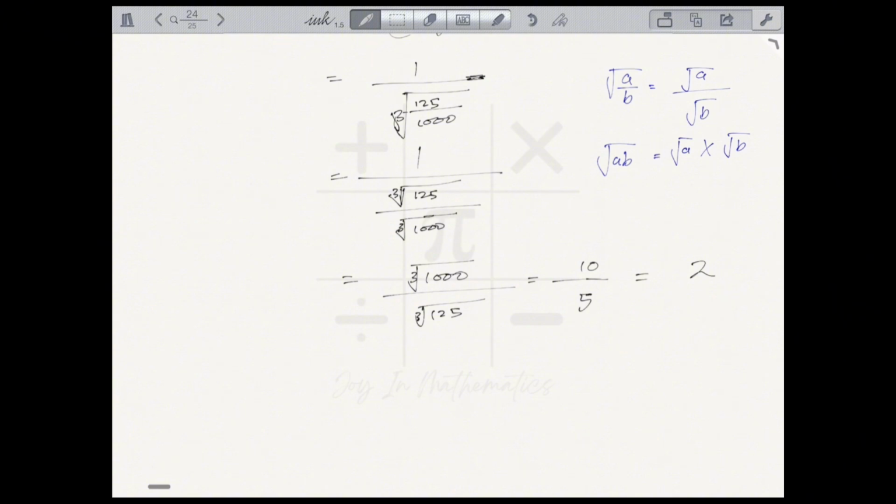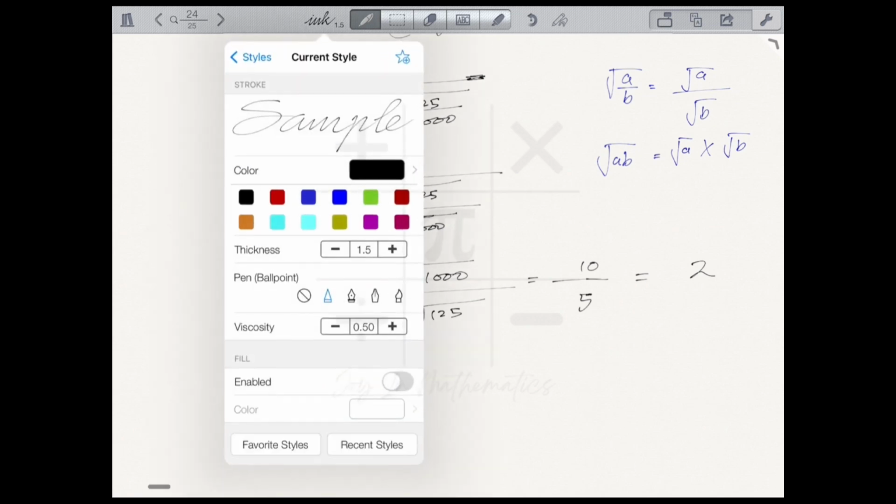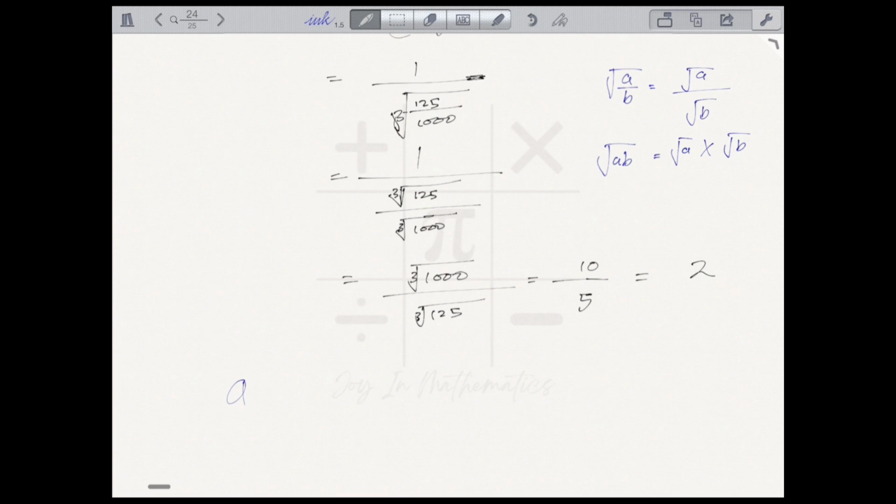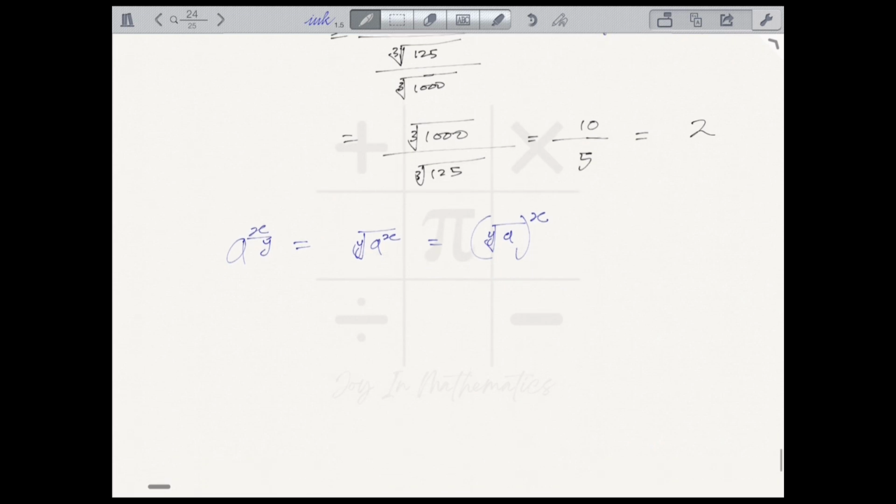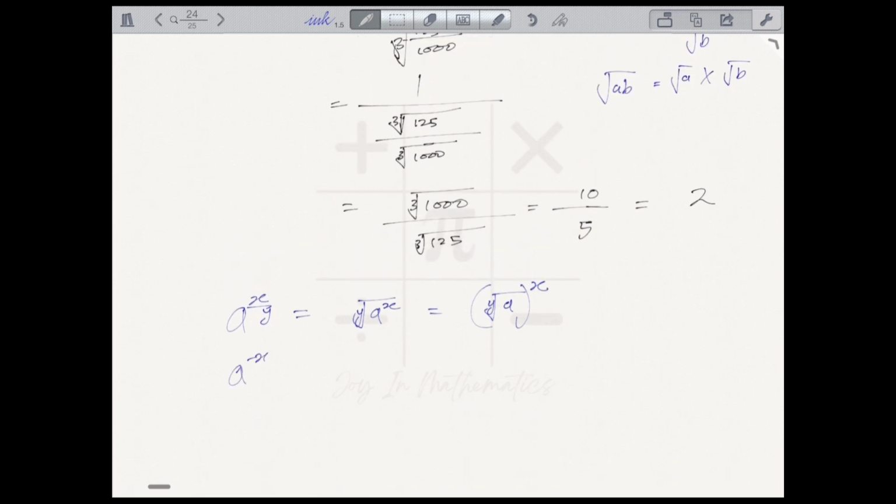So we can see our fractional index can have different forms in different formats. What we just have to understand is the principle that a raised to the power of x over y is equal to the y-th root of a raised to the power of x, which is also equal to the y-th root of a all raised to the power of x. And we can also apply other laws like the negative index, which is 1 over a raised to the power x. And in the next video, we'll take more examples on fractional indices.